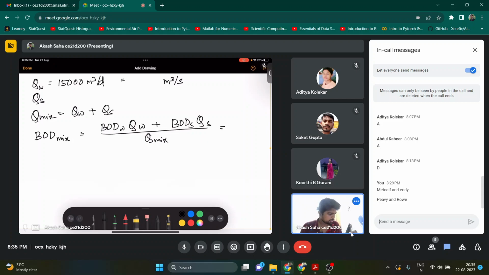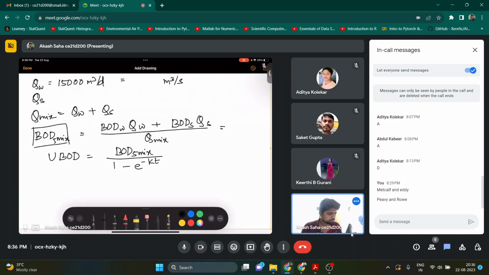Similarly, once I get this BOD mix, this is the 5-day BOD. So we have to find the ultimate BOD. What will be my ultimate BOD? It will be my BOD mix 5 divided by 1 minus e to the power minus k2.